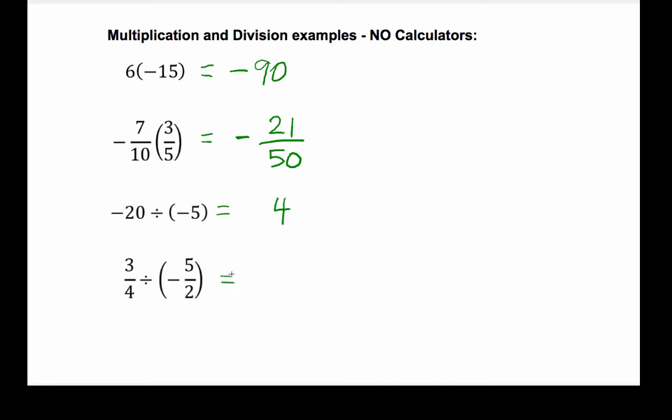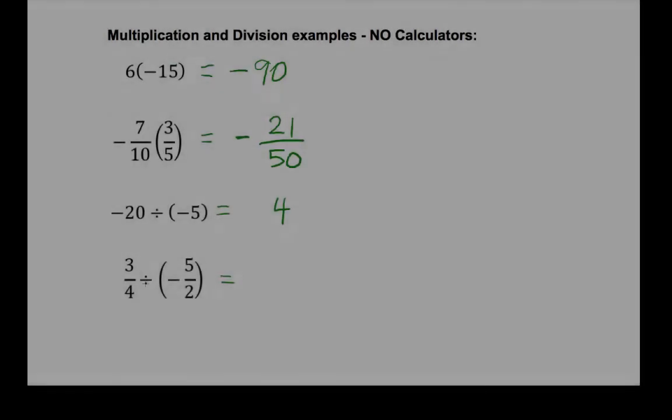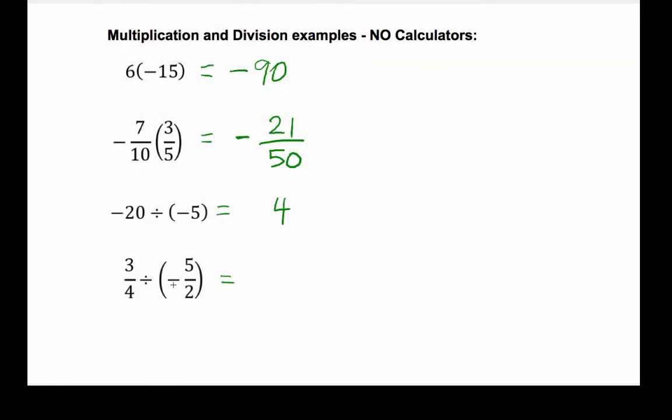This case is a little bit different, and in the previous slide, at the bottom here, we have a statement that says this proof here shows that dividing by a fraction is equivalent to multiplying by the reciprocal of the fraction. A lot of times when we come across a division problem involving two fractions, it's kind of confusing, because how do you divide by a fraction? Well, if you remember that statement on that last slide, the statement says take the division problem here and rewrite it as a multiplication problem.